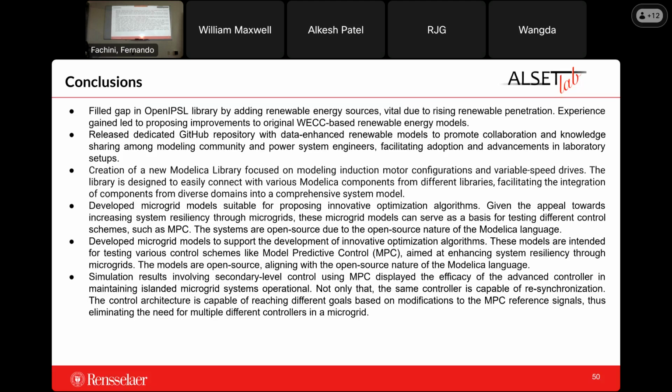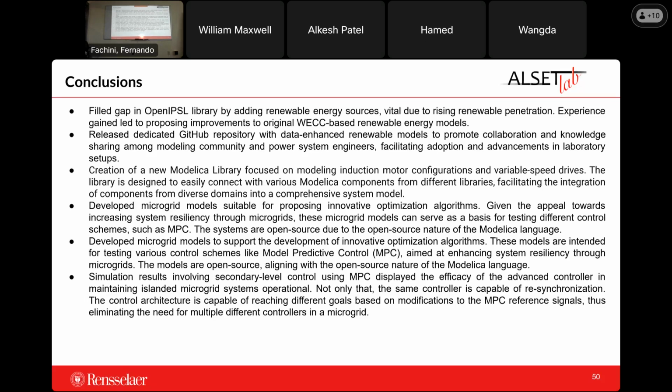I've also created a new Modelica library that is focused on modeling induction motor configurations and variable speed drives. The library is designed to easily connect with various Modelica components from different libraries, facilitating the integration of components from diverse domains into one comprehensive system model. I've also developed microgrid models that are suitable for proposing innovative optimization algorithms. Given the appeal towards increasing system resiliency through microgrids, these microgrid models can serve as a basis for testing different control schemes such as MPC. The systems are open source, because of the modeling language that we selected, Modelica.